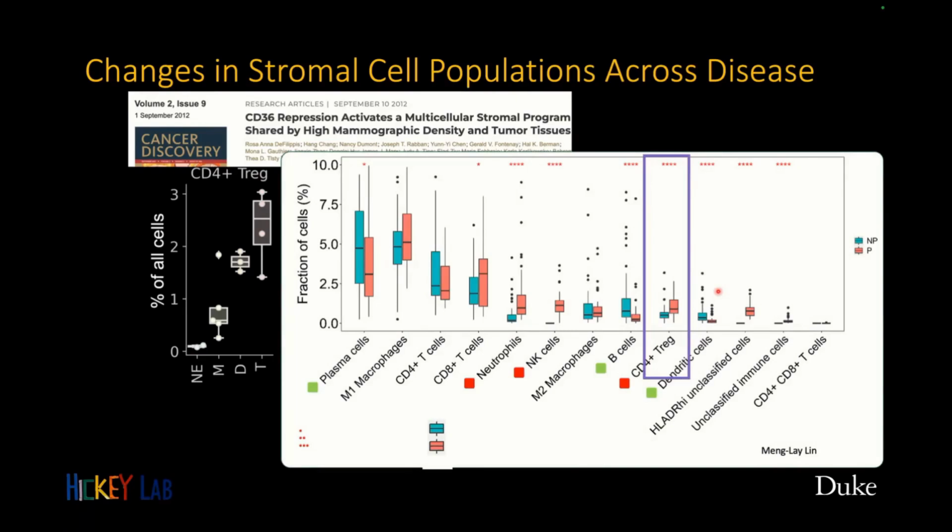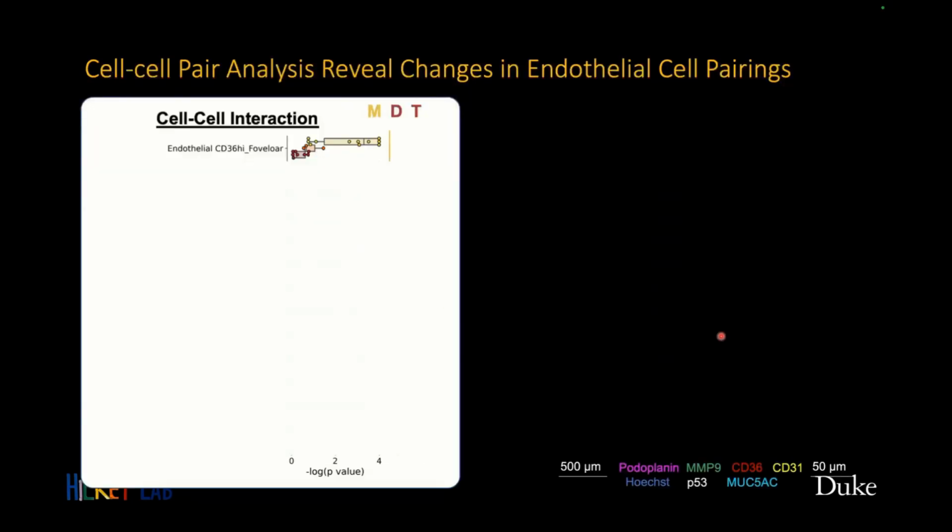Additionally, with our collaborators, we saw in our progressor versus non-progressor data set an increase also in CD4 Tregs in progressors compared to non-progressors, indicating that this regulatory cell could be preventing a good immune response in these tumors and enabling progression.